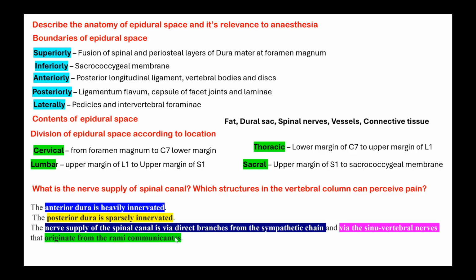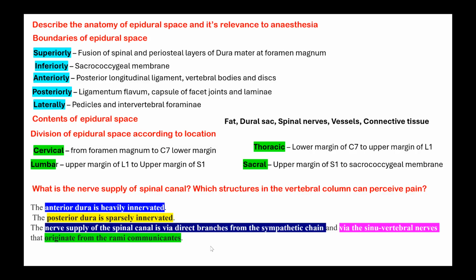How many types of rami communicantes are there? Once the spinal nerve comes out, there are white rami and grey rami. What is the purpose of that? They carry preganglionic fibers to the ganglion as well as postganglionic fibers, mainly to traverse the sympathetic nerves. Sometimes they travel along the spinal nerves and come back.